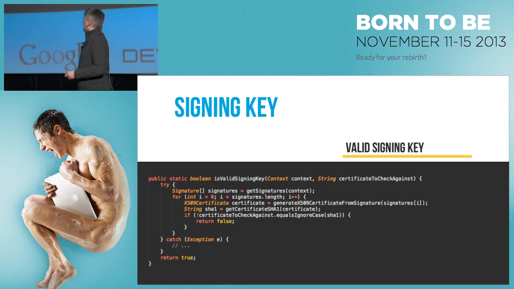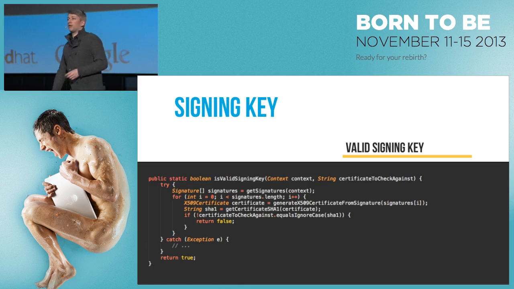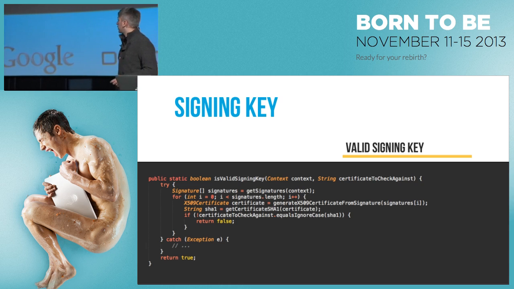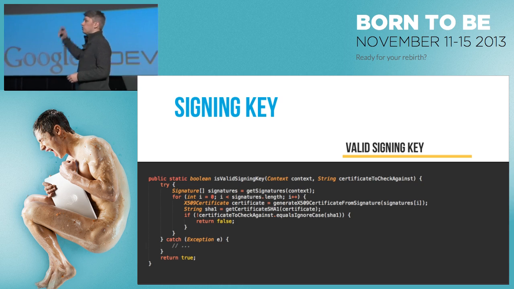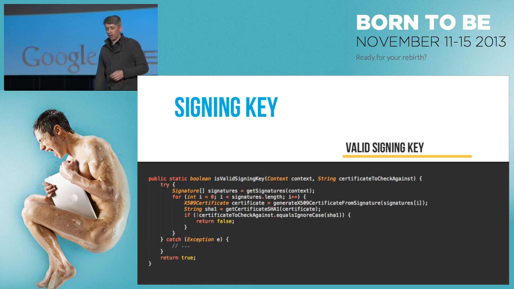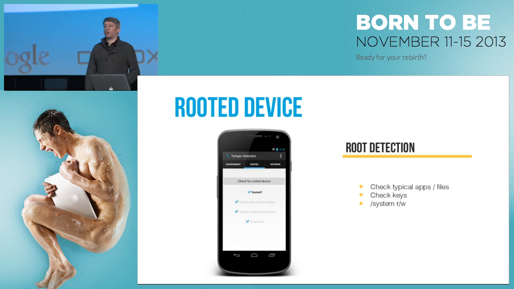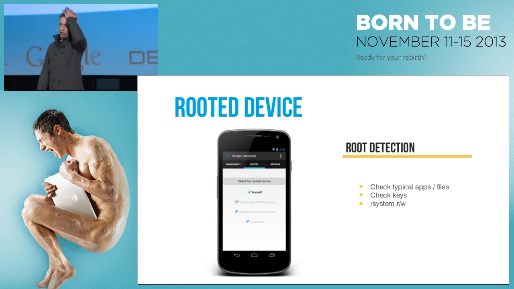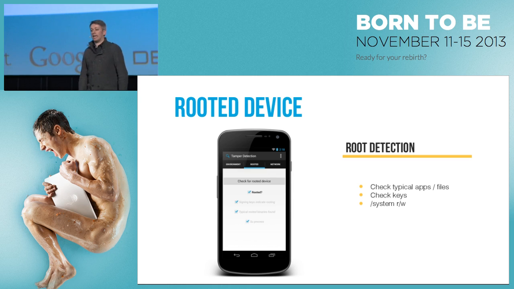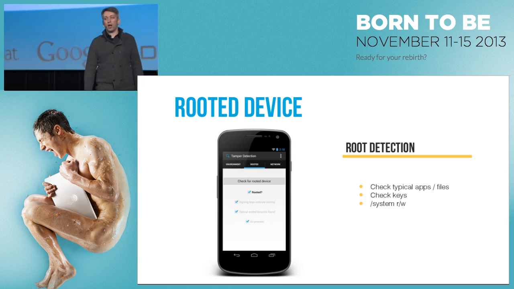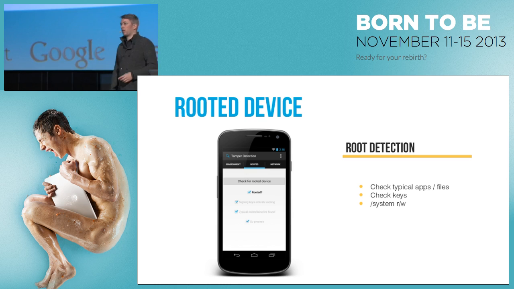So how do you get the signing key? The real code is a little bit longer than that, but again, through the package manager, you can get hold of your signatures, you generate an X509 certificate from it, and so you can do the check. And then, what's asked often too is, can you determine if you are running on a rooted device? Again, this is just a screenshot from the small demo. Again, you do it by inspecting your environment.